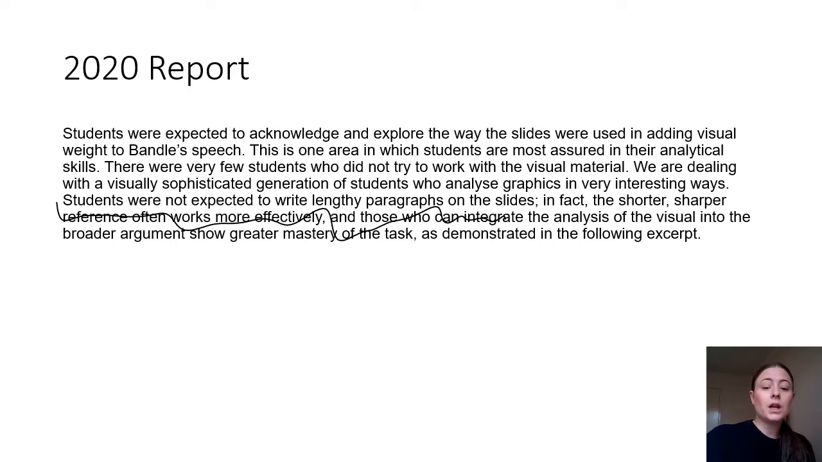So, important things here. It does not need to be extensive when you're analysing the visual. Shorter and sharper are preferred, and integrating the visual with an argument rather than alone is really, really important. So when doing visuals, do short, sharp analysis of visuals and link them specifically to an argument within the text rather than looking at them in isolation.